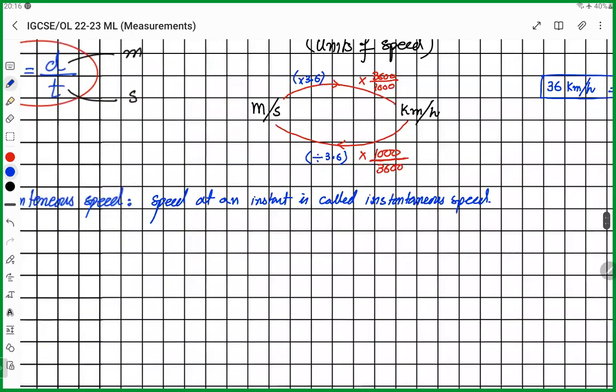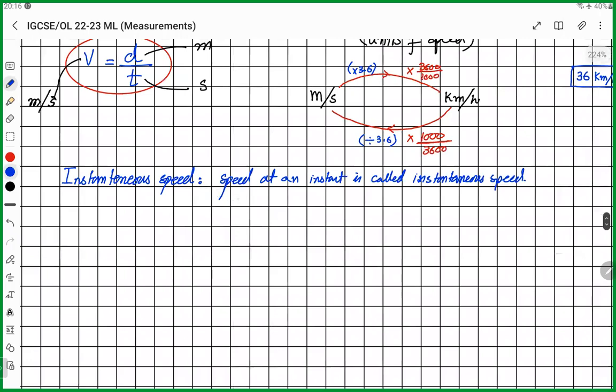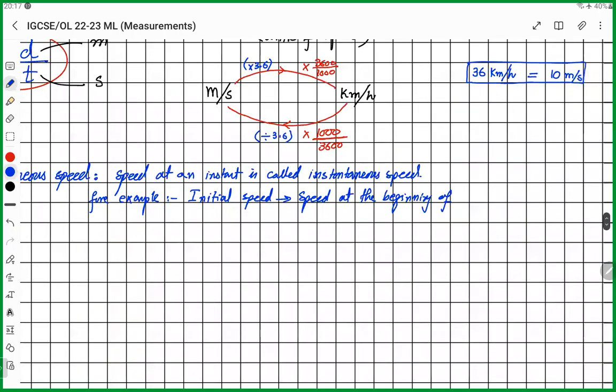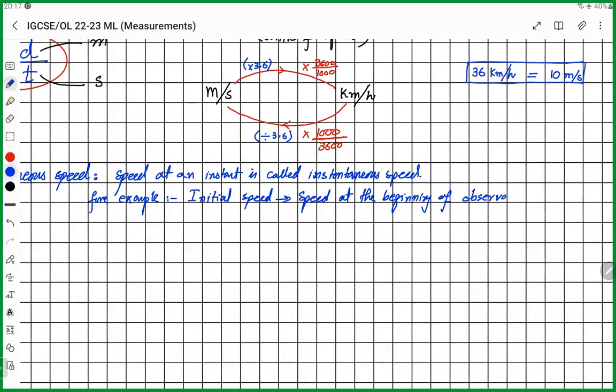Very commonly used examples are, for example, initial speed. What is initial speed? Speed at the beginning of the observational period.